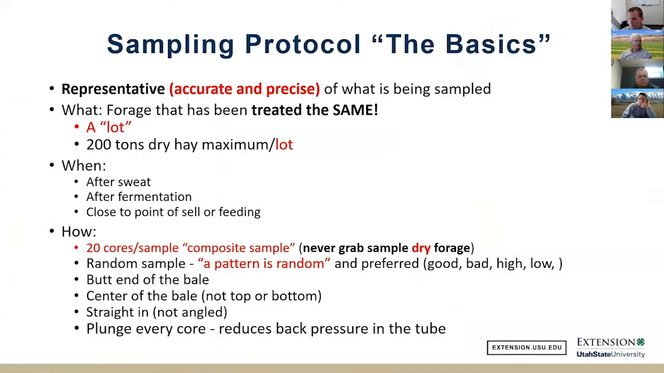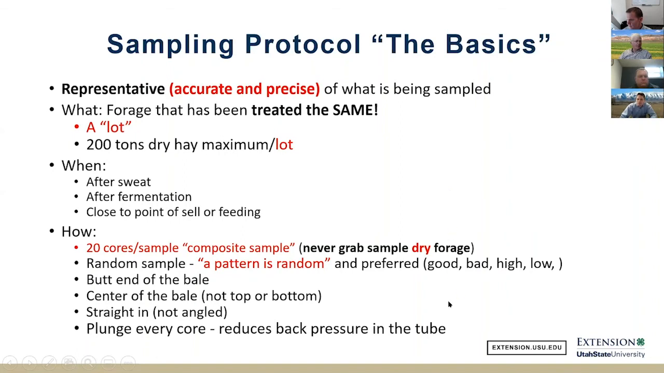This is just a summary again, which I'll briefly cover, and then I'll end. Make sure that it's a representative sample. You want to sample forage that has been treated the same. In the case of dry hay, 200 tons at a time maximum per lot. You want to sample the hay after it's gone through a sweat period, or in the case of silage, after it's fermented, which is a 30 or 40 day process, and also close to sale.